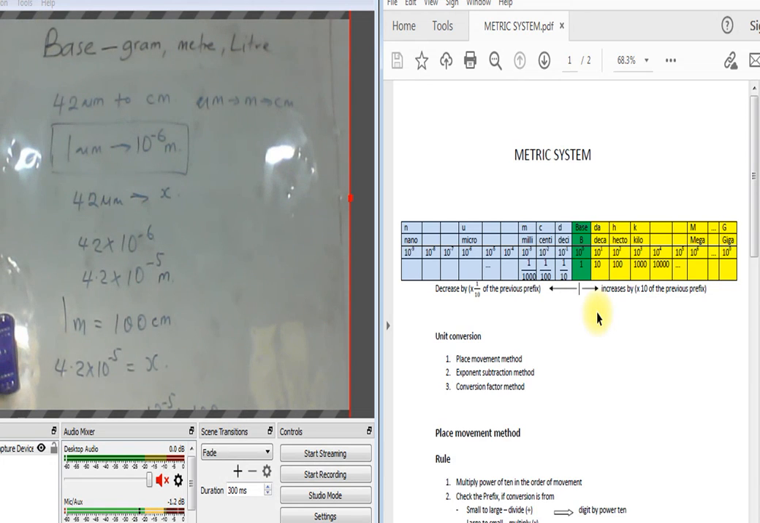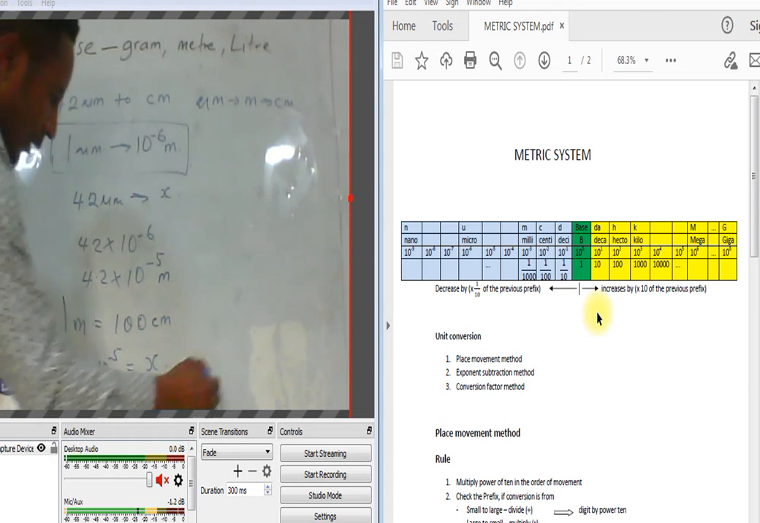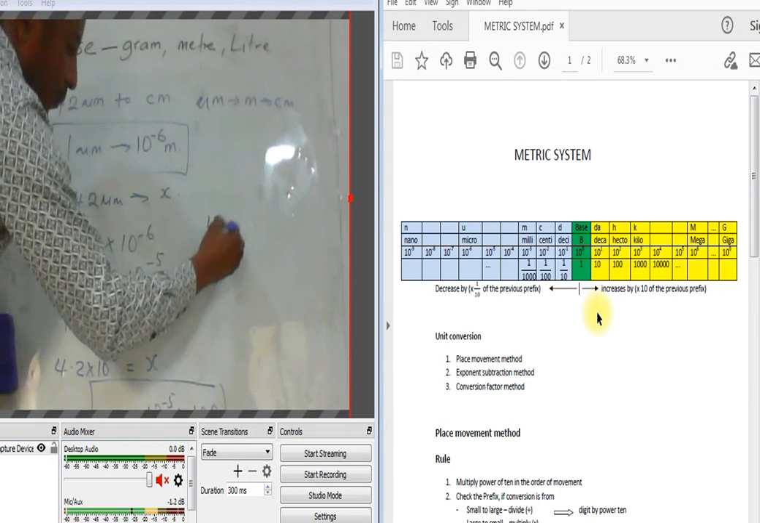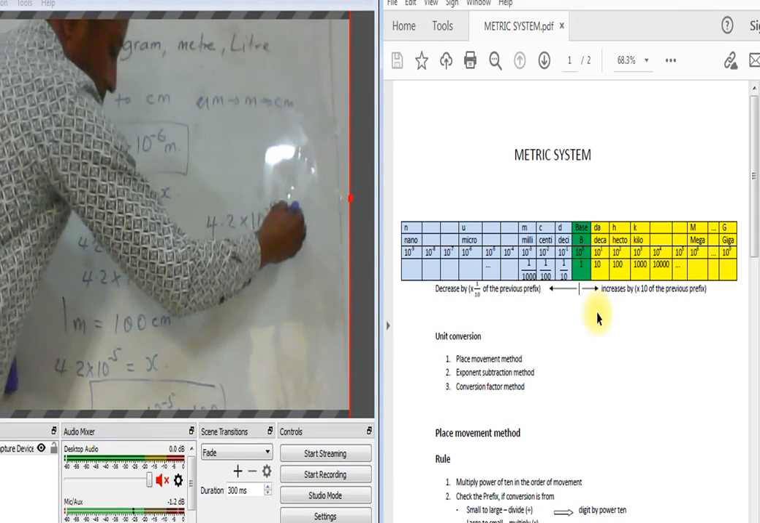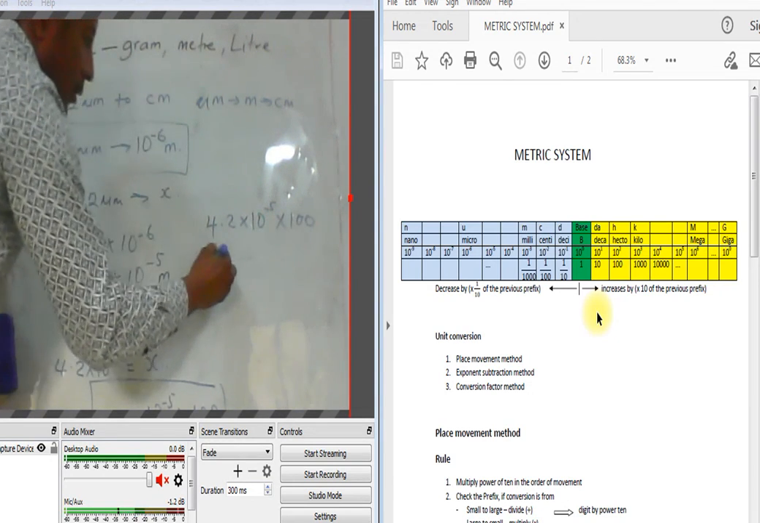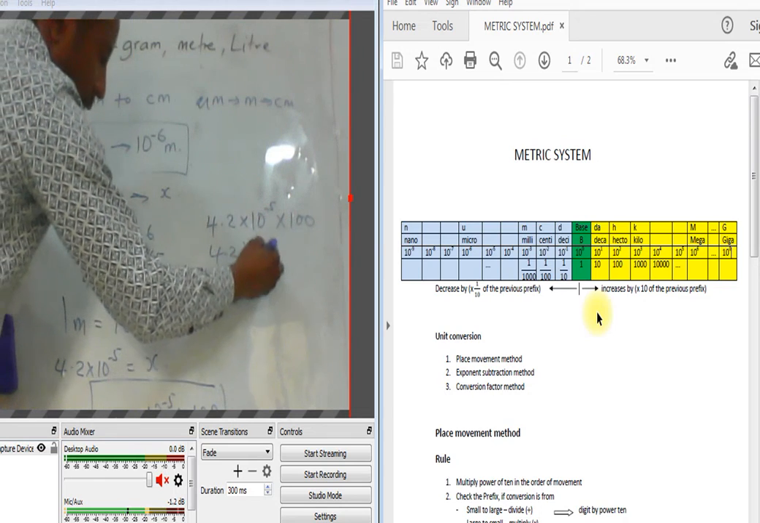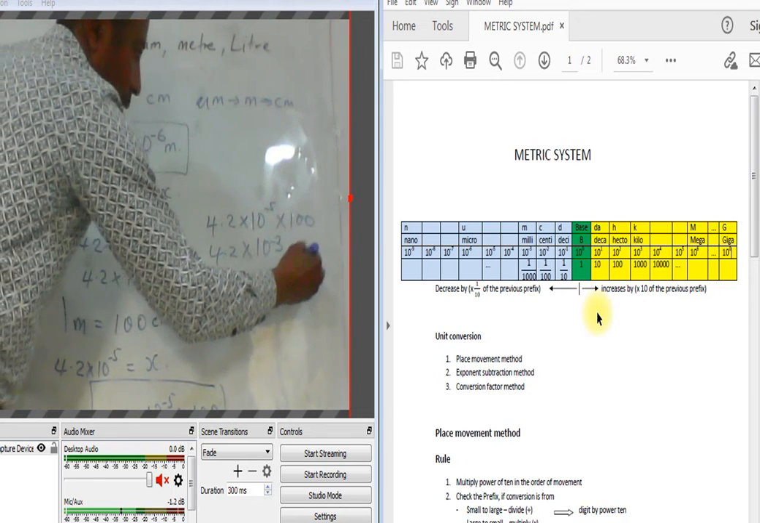Okay, are we good with that? Do we understand? The other part that is not showing, this is it. We have 4.2 times 10 to the power of minus 5 times 100, same as 4.2 times 10 to the power of minus 3 centimeter.